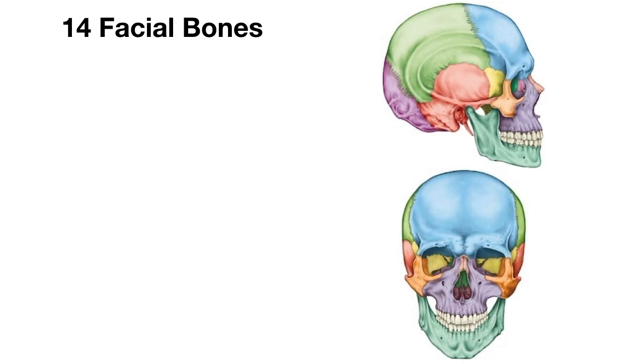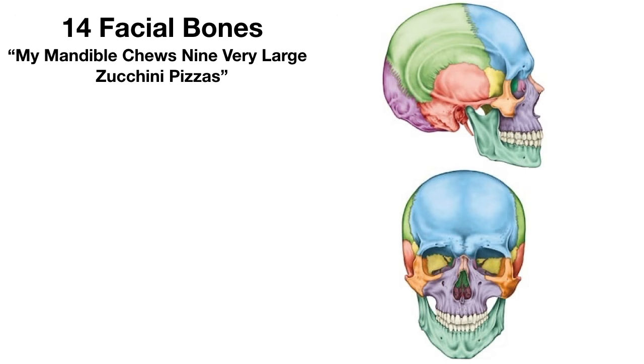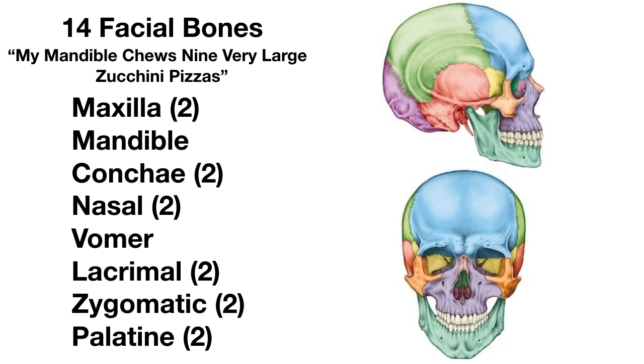There are 14 facial bones, and I came up with a simple mnemonic that will help you remember the names of each one. The mnemonic is My Mandible Chews 9 Very Large Zucchini Pizzas, and this will help you remember the following names: Maxilla, Mandible, Conchae, Nasal, Vomer, Lacrimal, Zygomatic, and Palatine. So My Mandible Chews 9 Very Large Zucchini Pizzas. Wherever there's a 2, that means there's 2 of those bones or a pair of them in the face. We're going to be talking about each of these bones in the order of the mnemonic, starting with the maxilla.